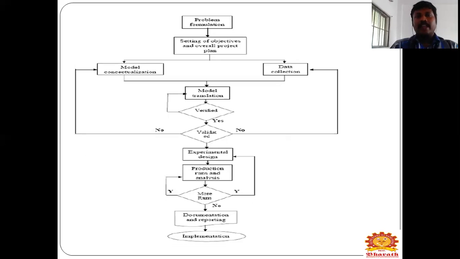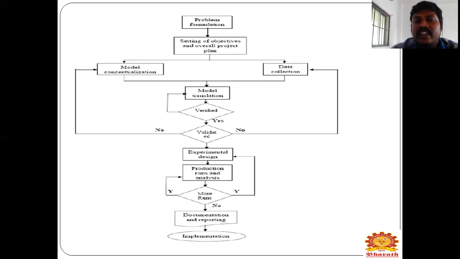This is a flow diagram of our studies. In the flow diagram, you can see the first one is your problem formulation. When you are setting the problem formulation, you have to explain the problem, and after that you have to set the objectives and overall plan, construct the model configuration, and collect the data. If both are satisfied, you will go for model translation with the collected data, and after that you will be verifying.